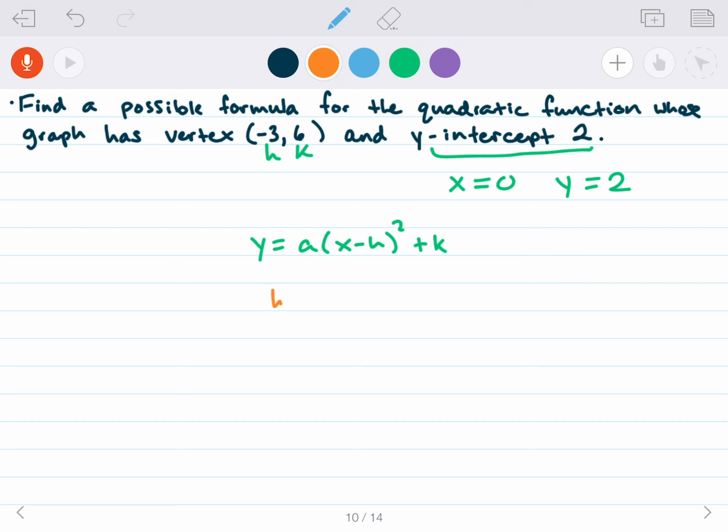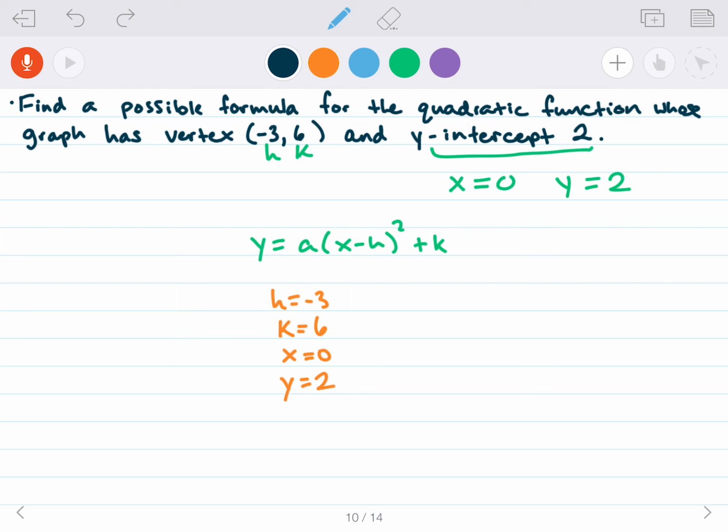So remember, h is equal to -3. We can see that here. k is equal to 6. x is equal to 0, and y is equal to 2. That's the ordered pair that we're given. If we were given another point, such as (2, 3), we would use x equals 2, y equals 3. But we're given the y-intercept, so we know x has to equal 0.